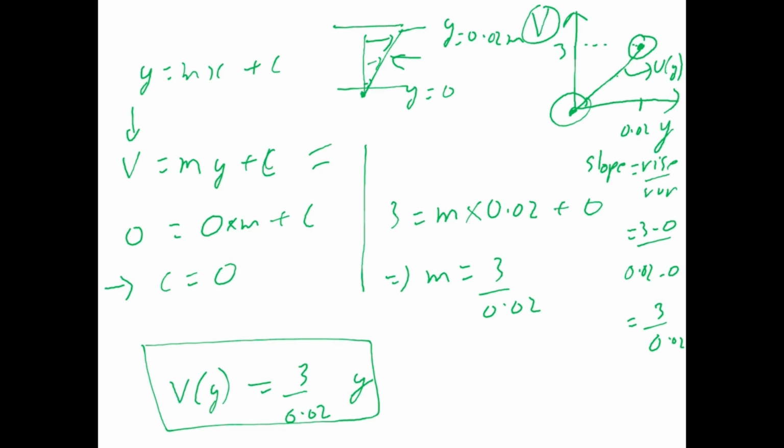Now that you have the velocity profile, essentially velocity profile means velocity distribution, right? All you need to do is find the derivative du dy, or in this case it will be dv dy. So what will be the derivative dv dy? That is nothing but, actually, you'll see it ends up being the slope. So this is just 3 by 0.02.